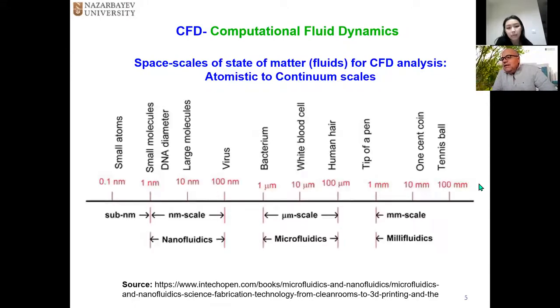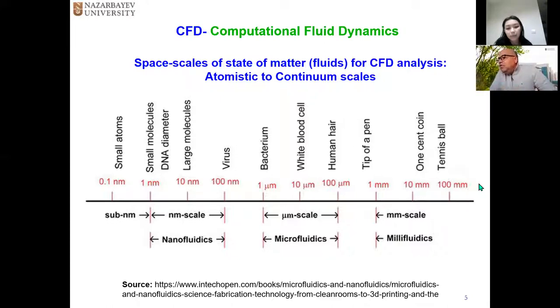So essentially, just to give you an idea of the different scales that we might manage in space, small atoms are in the order of nanometers, less than 1 nanometer. We have viruses in the order of 100 nanometers. Just one human hair has typically 100 microns. So we have the 100 micron human hair. You have the white blood cells at 10 microns, but a tennis ball is in the order of 100 millimeters. So you have very different scales.